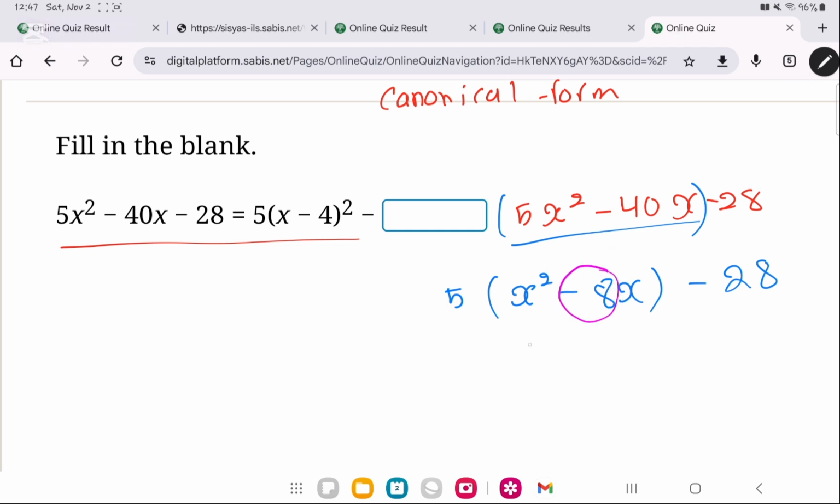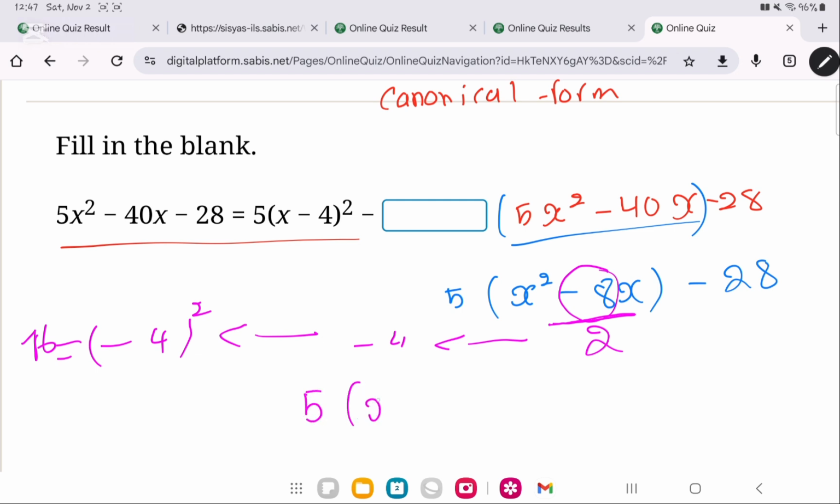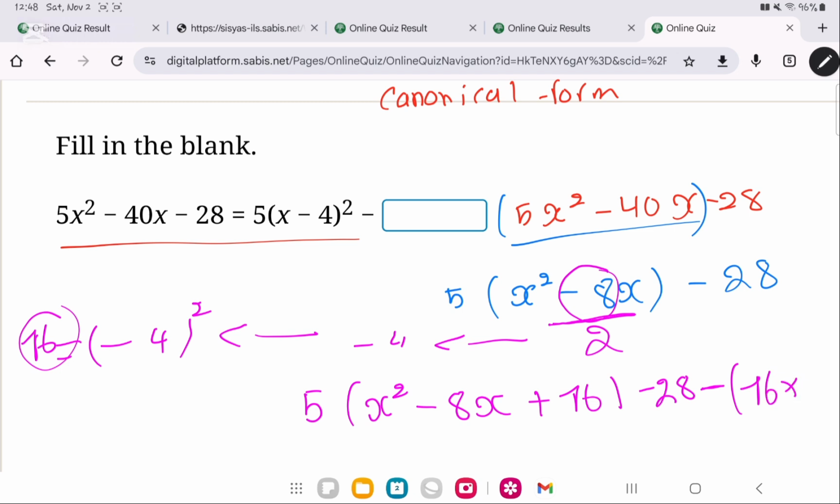You take this number over here and you divide it by 2. You're going to get -4. What do you do with this number? You're going to square this number. -4 squared is 16. Now, what happens is that inside of the brackets, we are going to do plus the square, so plus 16.